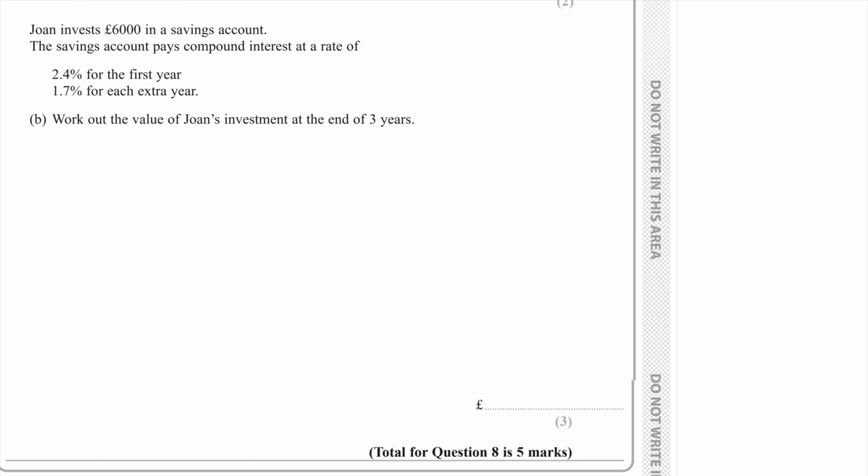Part B. Joanne invests £6,000 in a savings account. The savings account pays compound interest at the rate of 2.4% for the first year and 1.7% for each extra year. Work out the value of Joanne's investment at the end of 3 years.